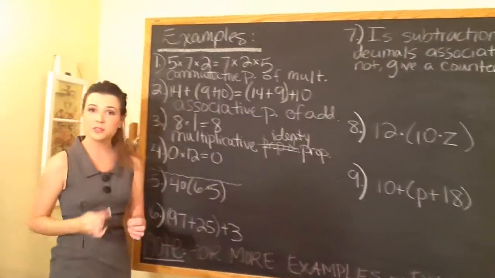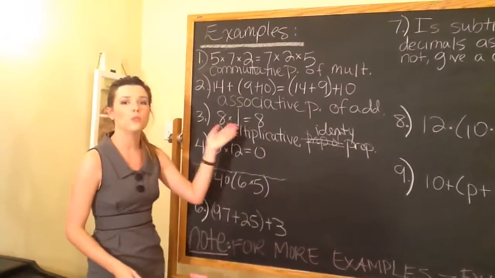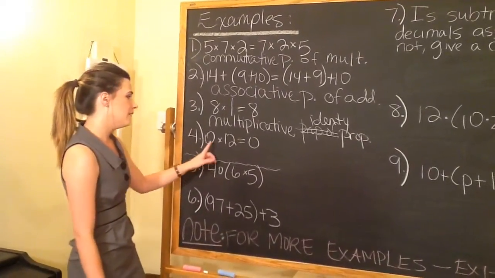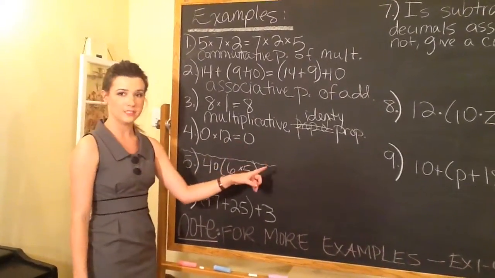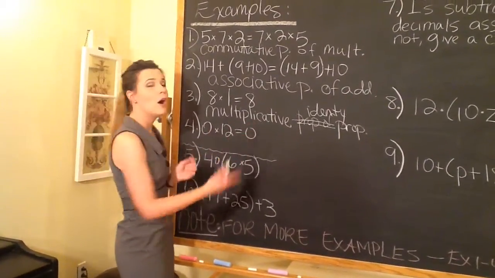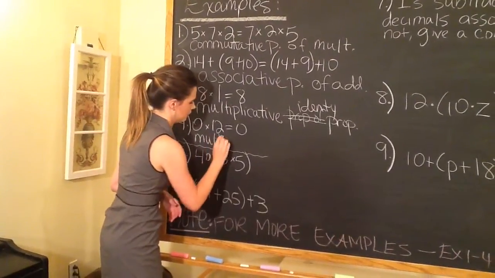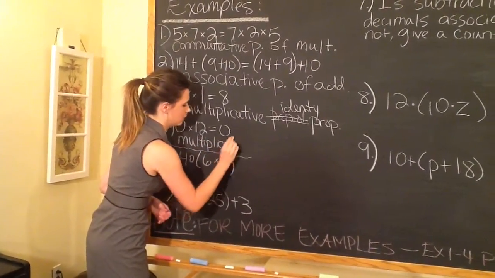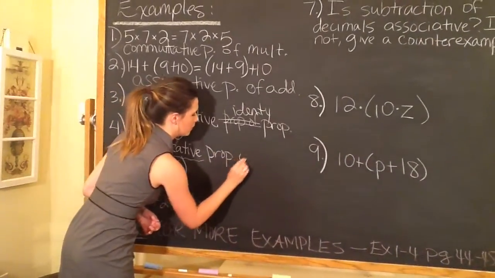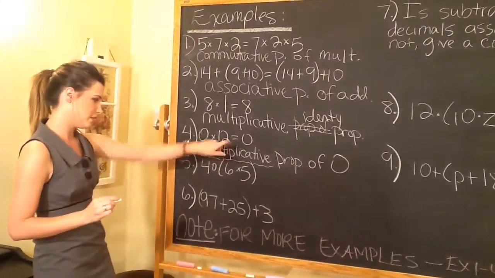So how did I know it was a multiplicative identity property? Because that is when any number times 1 equals that same number. Let's look at number 4. We have 0 times 12 equals 0. Well, right away I see those zeros, so I know that that is the multiplicative property of 0, because we have the 0.